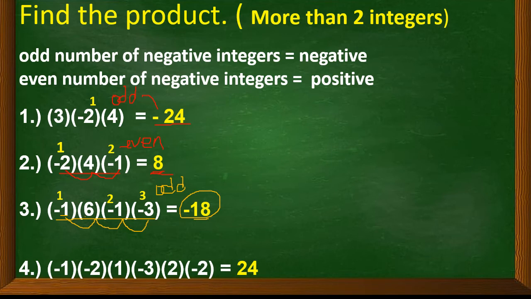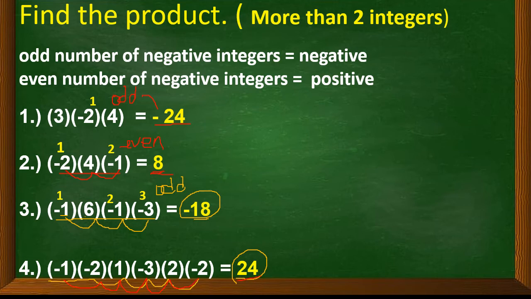Another example. Negative 1 times negative 2 times 1 times negative 3 times 2 times negative 2. Our answer is 24. Okay, just multiply. So 1 times 2, that is equal to 2. 2 times 1 is 2. 2 times 3 is 6. 6 times 2 is 12. And 12 times 2 is 24.